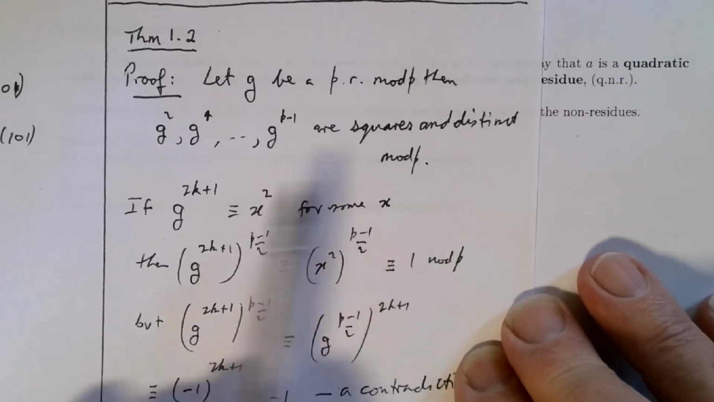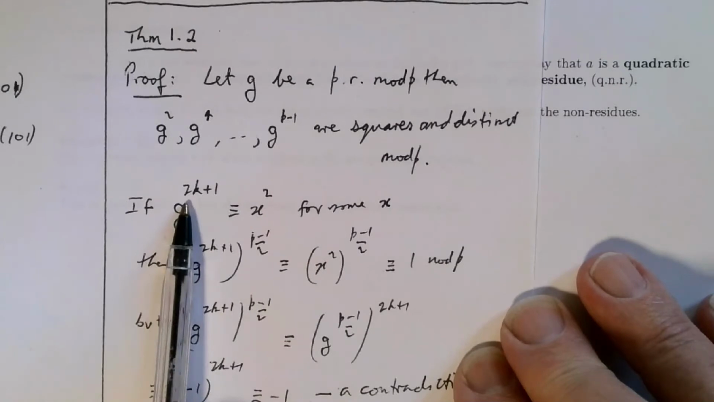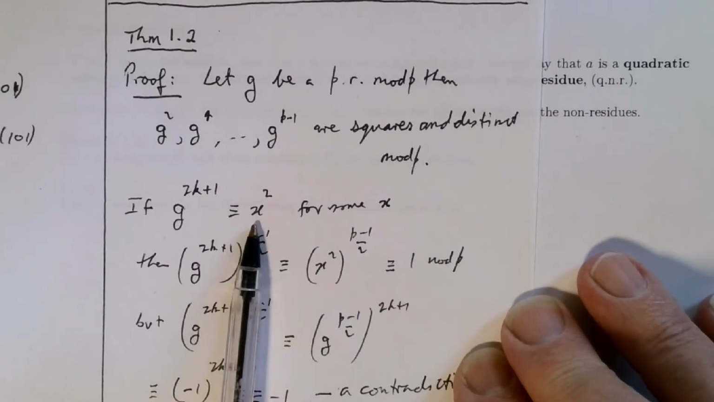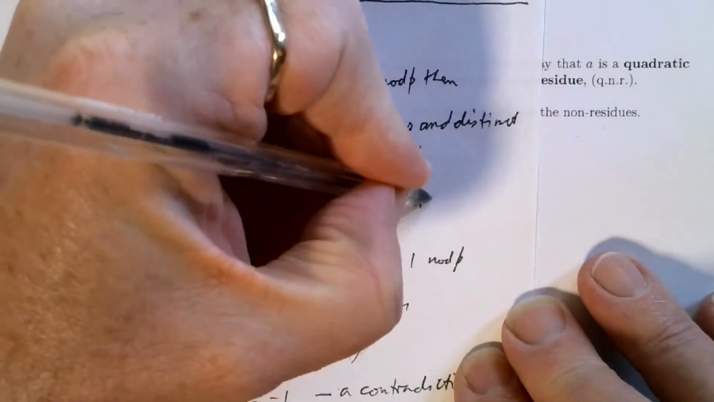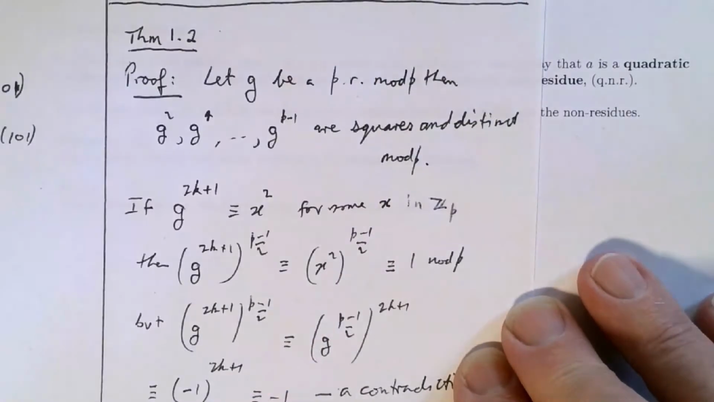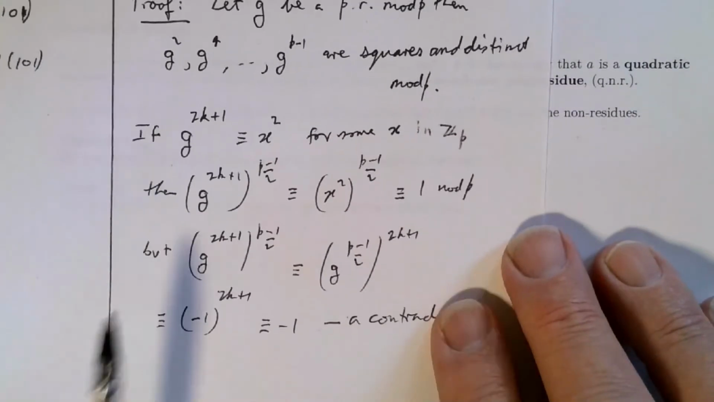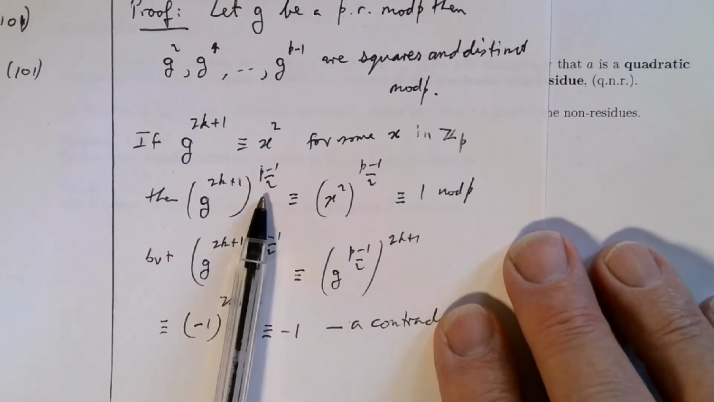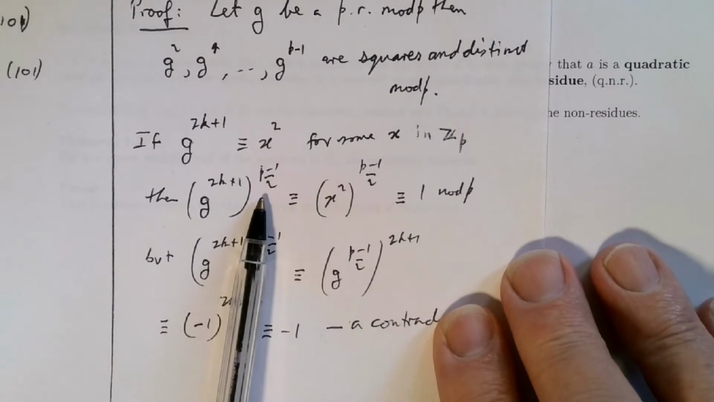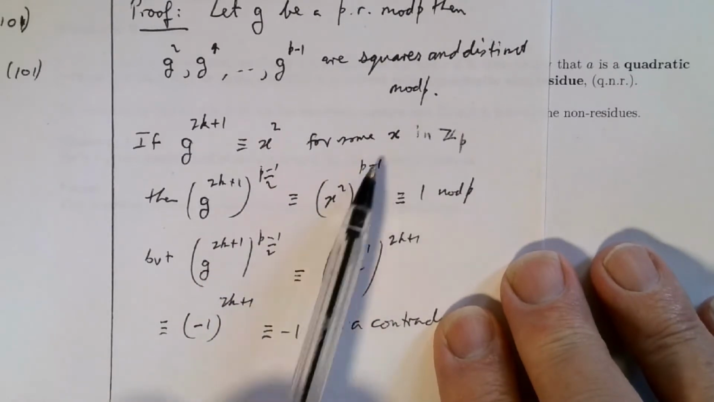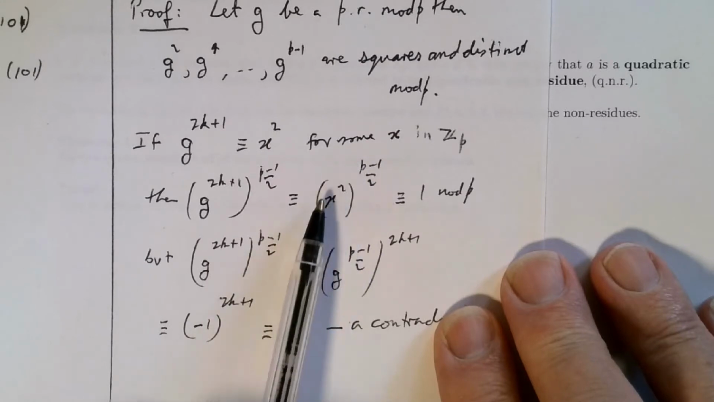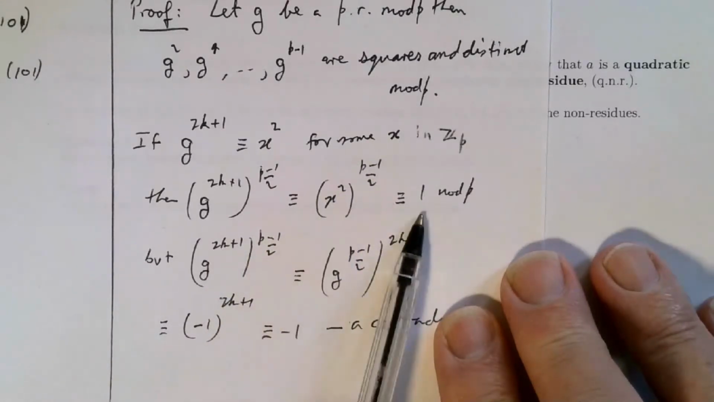On the other hand, if I have an odd power of the primitive root, let me suppose that that is a square for some x in Zp, then I can raise both sides of this to the power (p minus 1) over 2. Now that gives me x to the p minus 1, but by Fermat's little theorem, x to the p minus 1 is just 1 mod p.